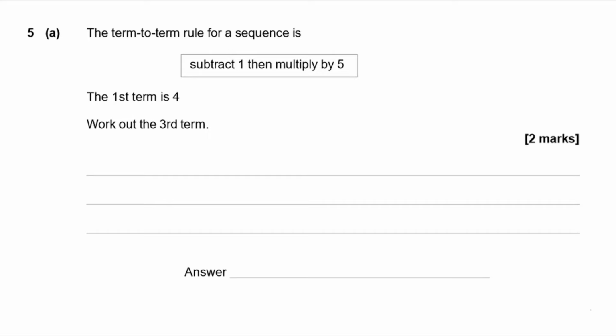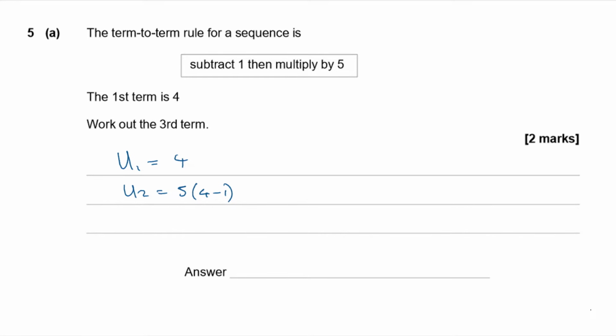Okay, well we're going to have to, because this is a term-to-term rule, we're going to have to work out the second term first. So I've got u1, the first term, is 4. u2 is going to be u1, the first term, 4, subtract 1 and then multiplied by 5. Now I just need to take care with this because actually you're multiplying the whole thing by 5, so it's actually 5 lots of 4 minus 1 if you think about it.